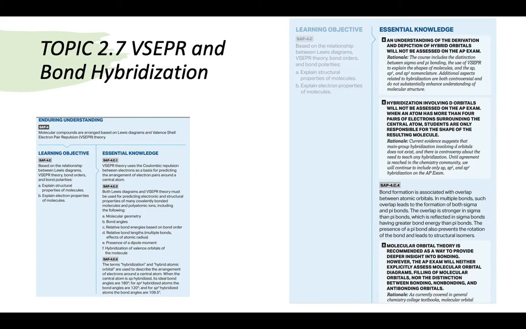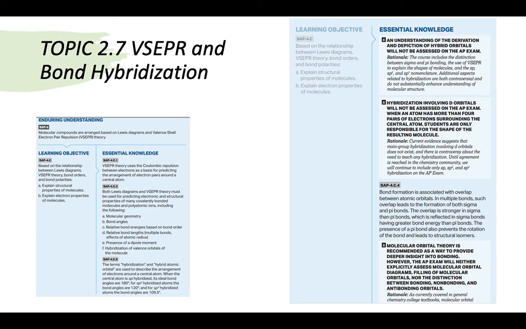VSEPR and hybridization. See, there's a lot of stuff here, and I urge you to read it all. It says specifically that hybridization will not be addressed in the AP exam when an atom has more than 4 pairs of electrons surrounding the central atom. So you don't need to do d orbitals, and there's a confirmation of that.